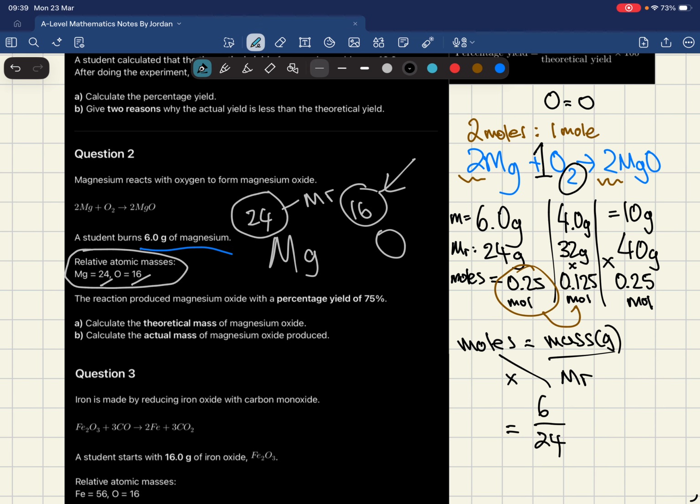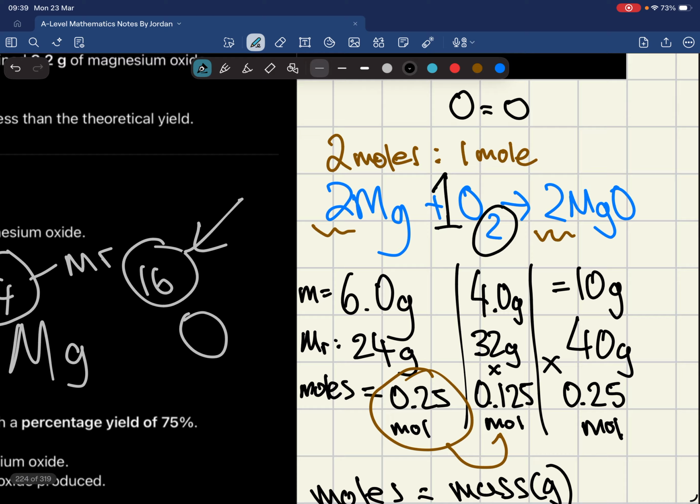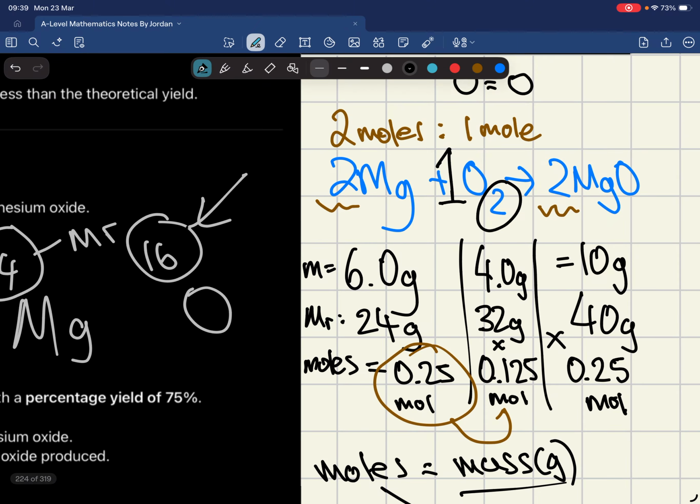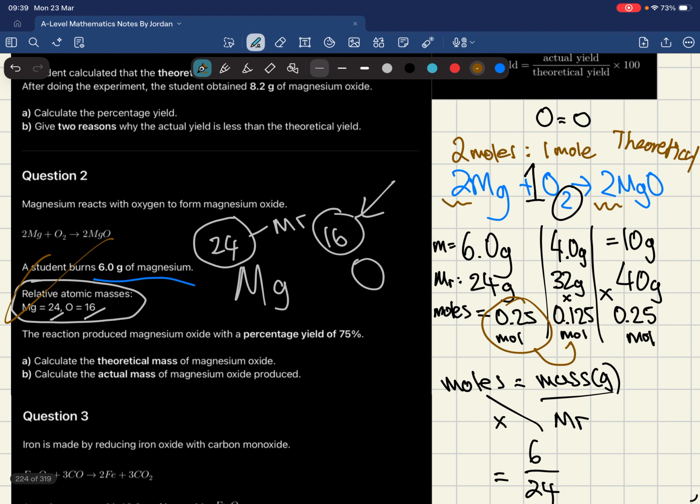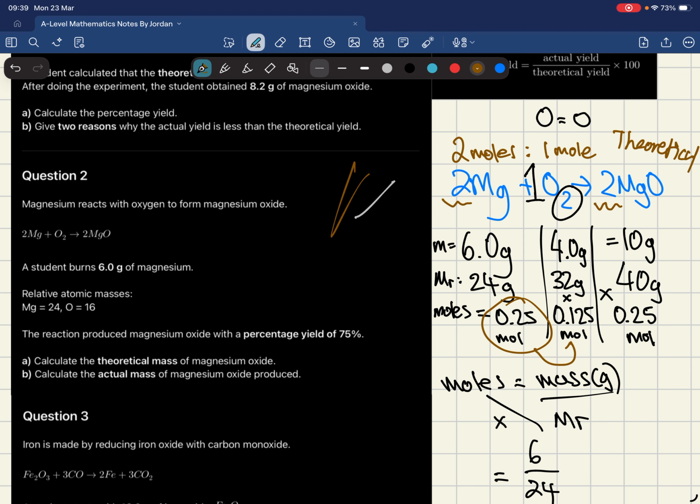So there's everything, basically. Effectively, this is what you would expect if this reaction occurred without any losses whatsoever. 6 grams of magnesium reacting with 4 grams of oxygen, which produces 10 grams of magnesium oxide. But in practice, this never ever happens. So this is your theoretical outlook. Okay. So I'm just going to leave that there for now.